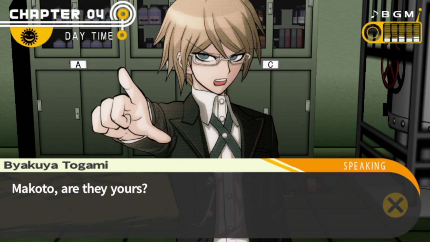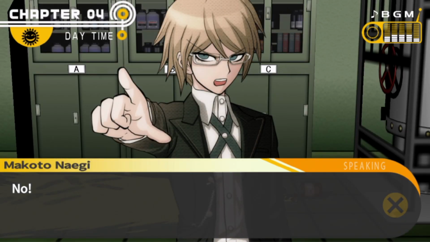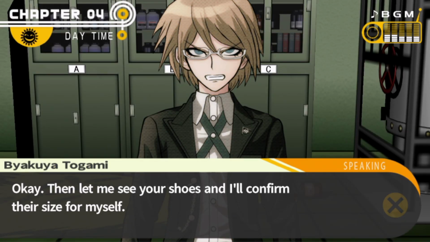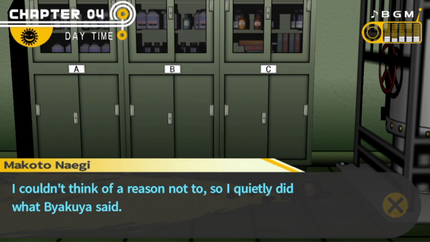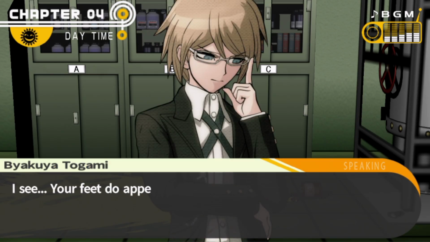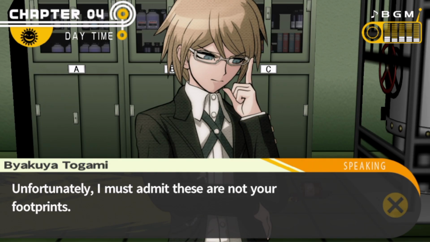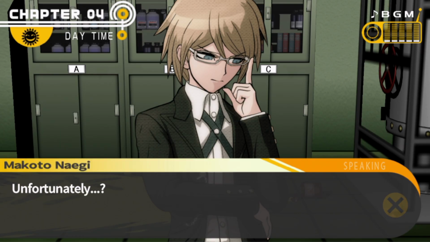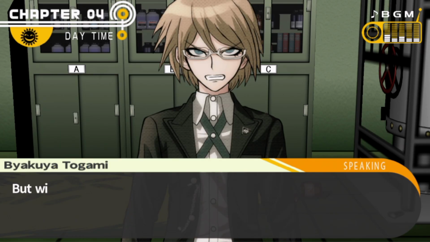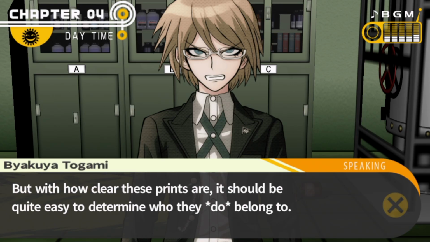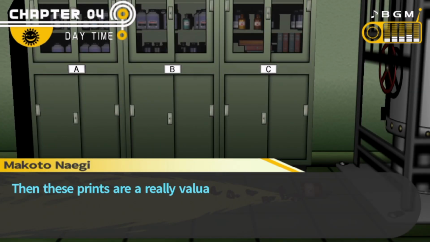It's certainly possible. Makoto, are they yours? No? What? Okay, then let me see your shoes and I'll confirm their size for myself. Wouldn't you have yellow powder on it? I couldn't think of a reason not to, so I quietly did what Byakuya said. I see. Your feet do appear to be too big. Unfortunately, I must admit these are not your footprints. Unfortunately? But with how clear these prints are, it should be quite easy to determine who they do belong to. And these prints are a really valuable clue.